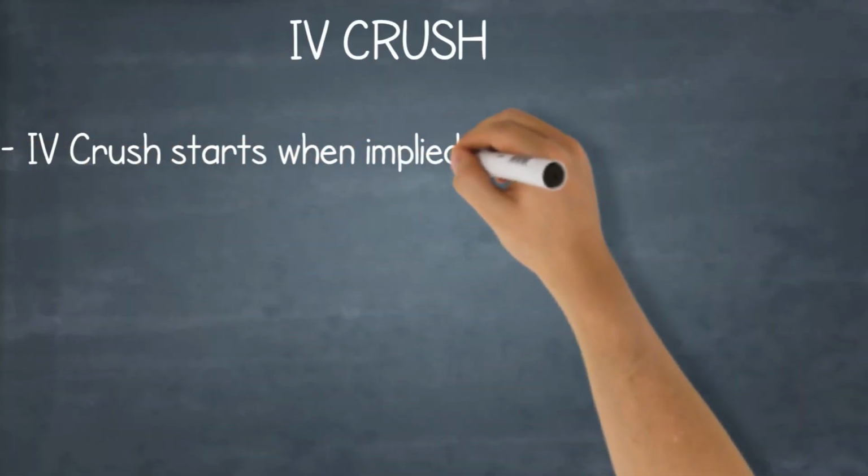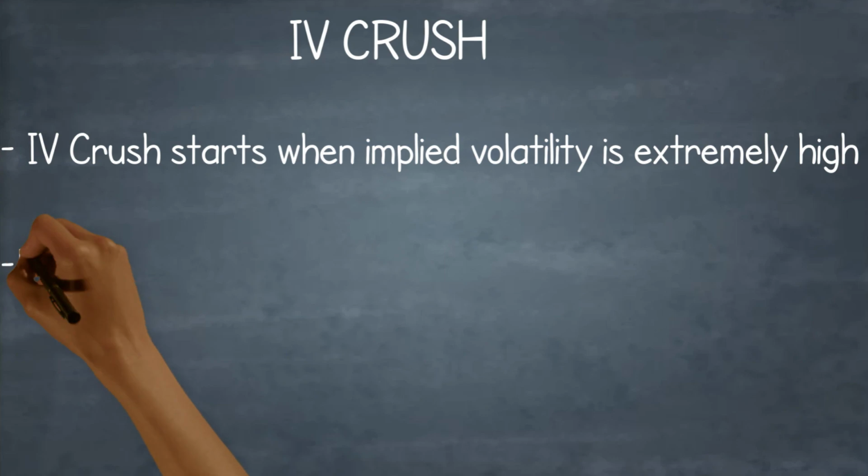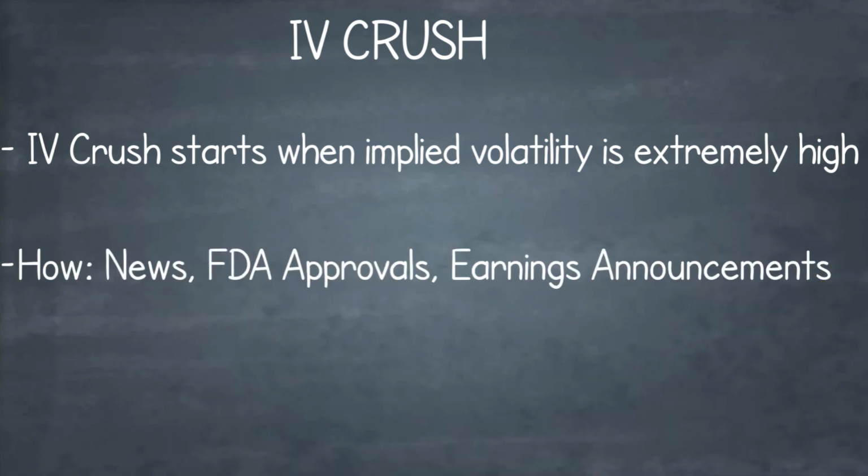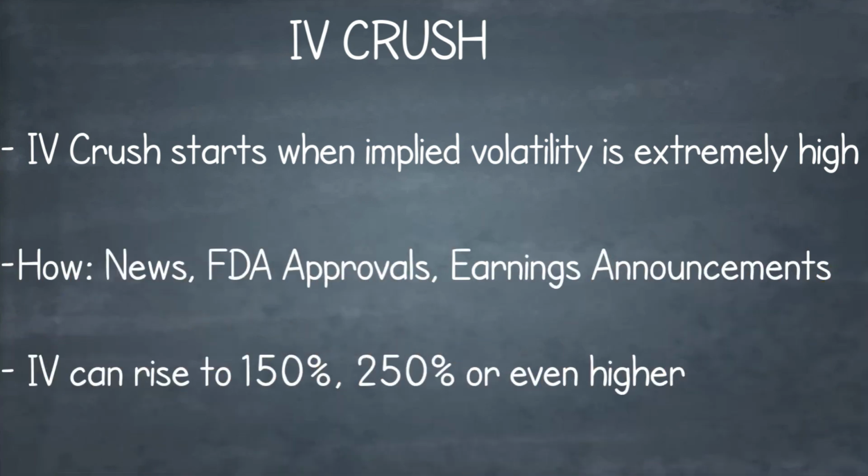IV crush starts when implied volatility is extremely high. This could happen from anticipated news on the corporate level, FDA approvals, or most commonly earnings announcements. Implied volatility could go up to 150%, 250%, or even higher.